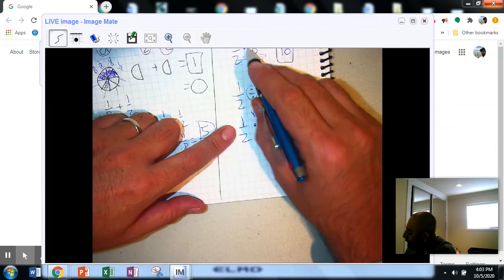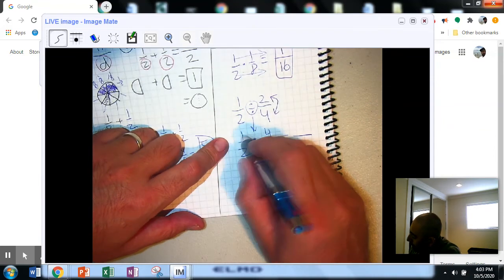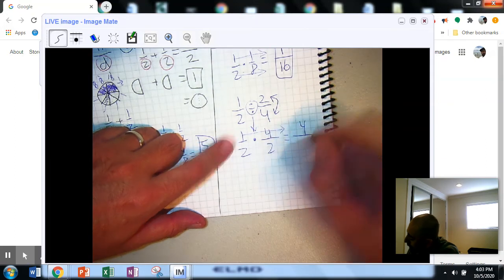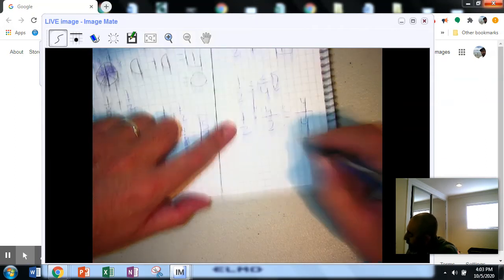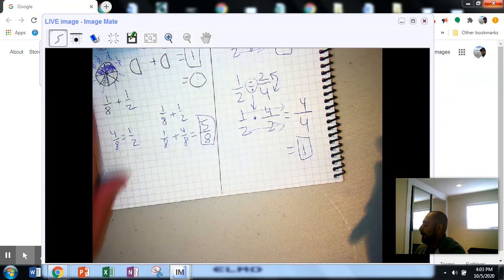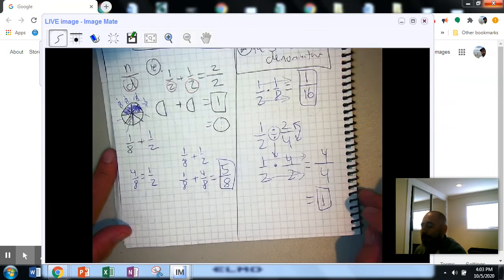And now it's a multiplication problem. When we multiply, we just multiply straight across. So you're going to do 1/2 times 4/2. 1 times 4 is 4. 2 times 2 is 4. So 4/4 is 1. All right. So that's something you've got to remember.